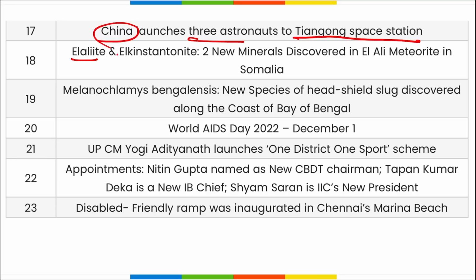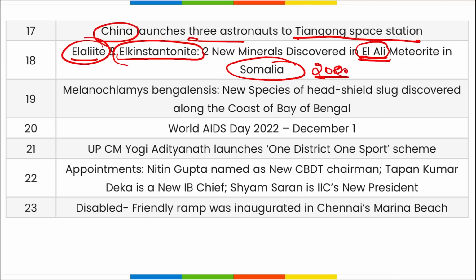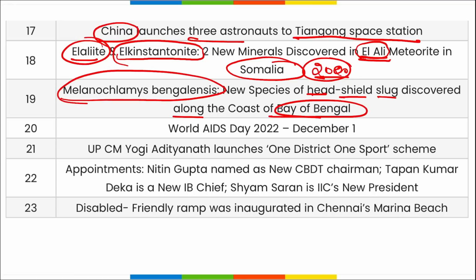Elite and Elkinstantonite. These are the two names of the two new minerals that have been discovered in LL, the name of the meteorite that was found in Somalia in 2020, and these minerals were never present on the earth before. Then next is a new species of head shield slug was discovered along the coast of Bay of Bengal, as you can see the name here.